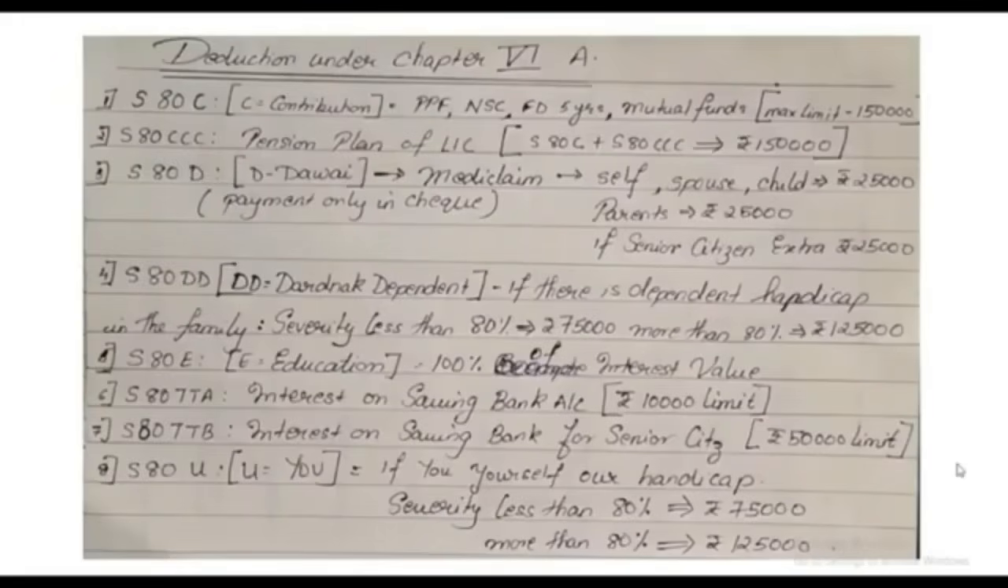When it comes to deductions, this is a list which has to be memorized: under sections 80C, 80CCC, 80D, 80DD, 80E, 80TTA and 80TTB, and lastly 80U. Now there's a special video which has been made to understand the various deductions. If you all haven't gone through that video, see that you go through it.